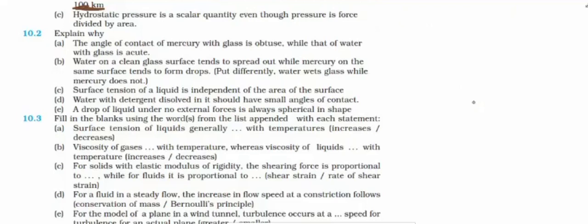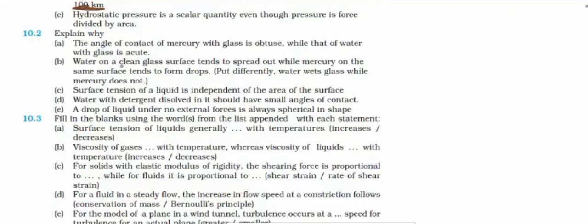Or another way we can say, when we take the case of water, we can see the angle theta is acute. Angle theta is acute when S_SA is greater than S_SL. In terms of interfaces of surface tension also we can give the explanation.